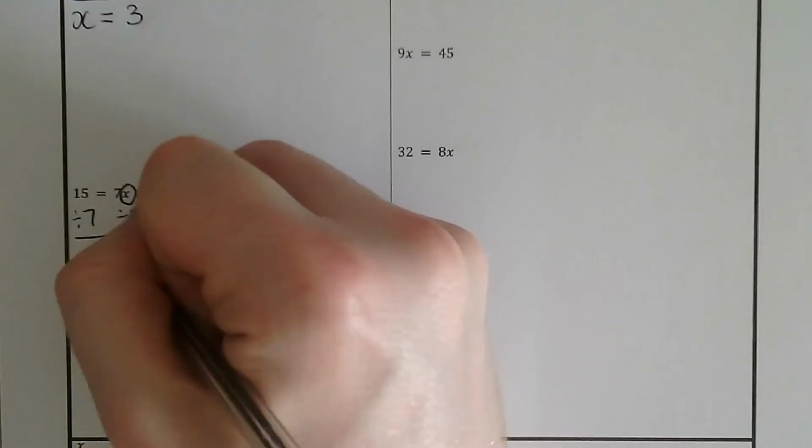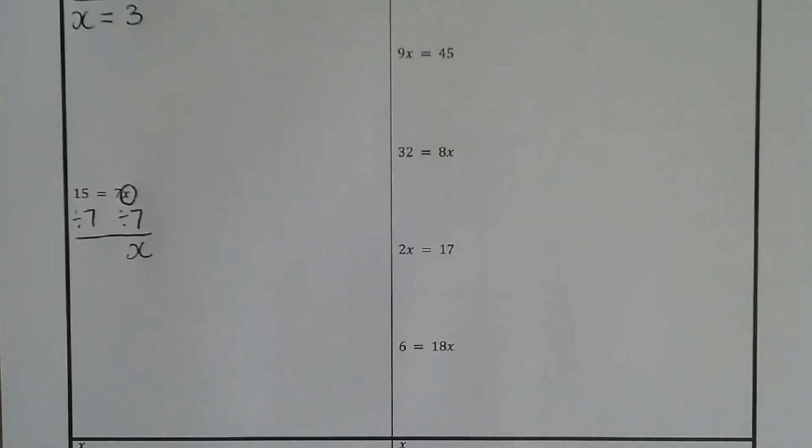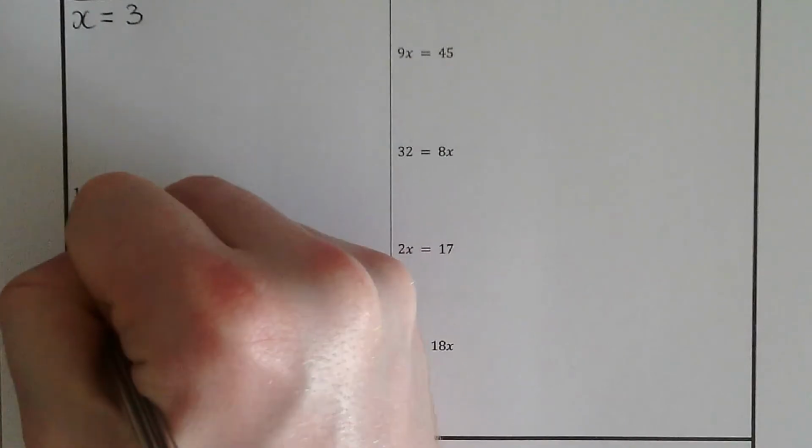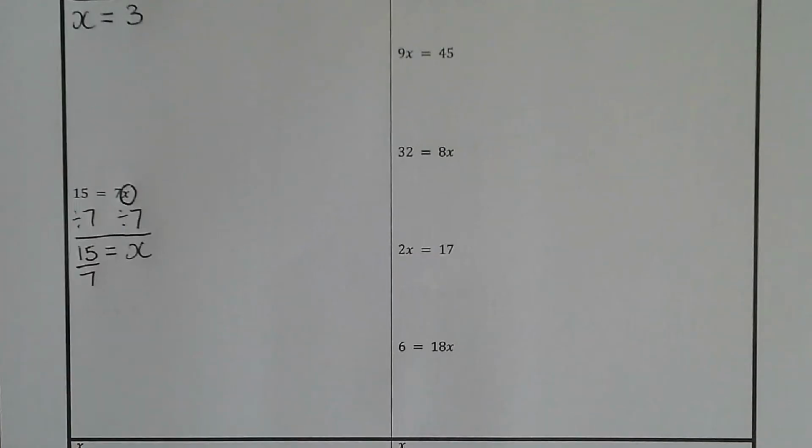7x divided by 7 leaves us with just x, and again the equal sign is going to drop down, but then we're left with 15 divided by 7. 7 doesn't go into 15 exactly, so rather than writing a decimal, we're going to leave it as 15 over 7. This is a correct answer, and this should be the form that we try to leave our answer in. You should have a go now at the 5 questions on the right hand side, and then once you're done, you should check your answers.